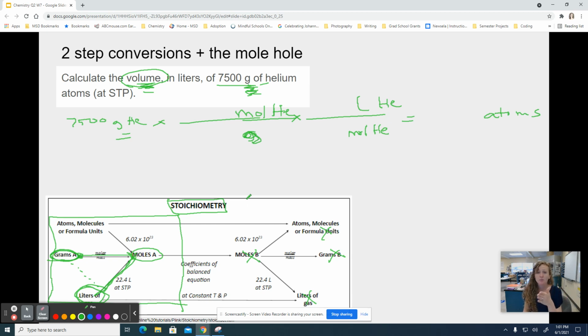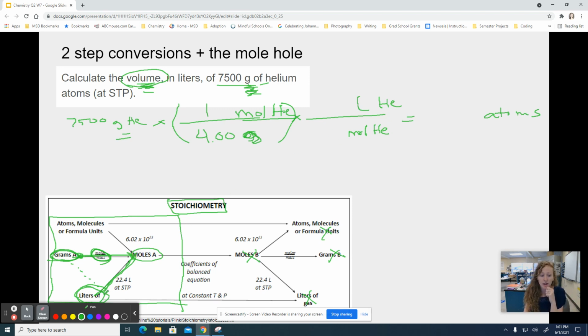Once I have set the problem up in units, now I'm going to go back and plug in numbers. So what is that relationship between grams and moles? Well, it's molar mass, and we find molar mass on the periodic table. So helium's molar mass is 4.003. So I'm just going to keep 3 significant figures, 4.00 grams per 1 mole of helium. That is the relationship between grams and moles that we find on the periodic table, called molar mass.